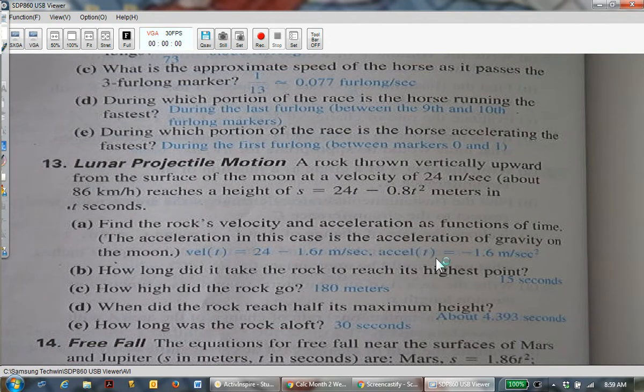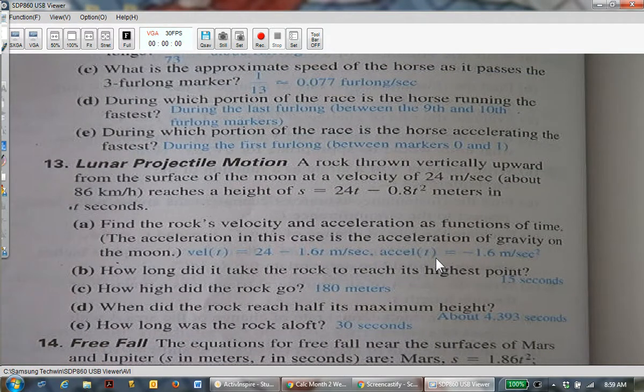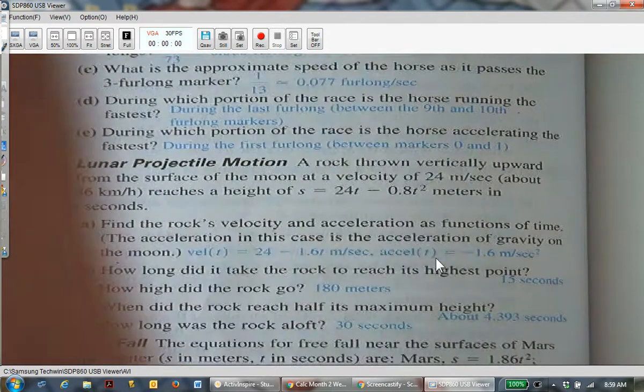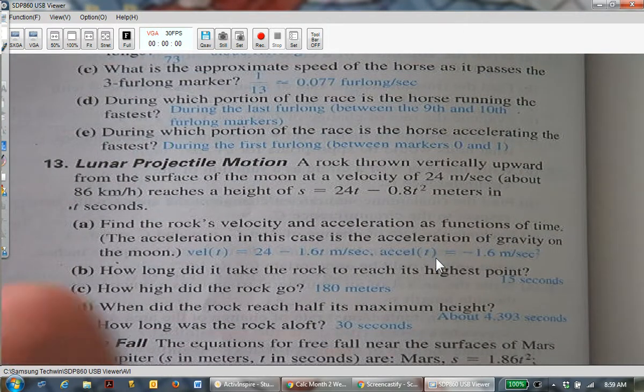Oh, so you want us to find both? Yeah. So both. That's all I'm going to say. Okay. So what do you do now with this equation and what they're asking for? When did the rock reach half its height? What are you supposed to do? Okay. Go ahead and solve. This is the problem that I'm giving you guys right now.